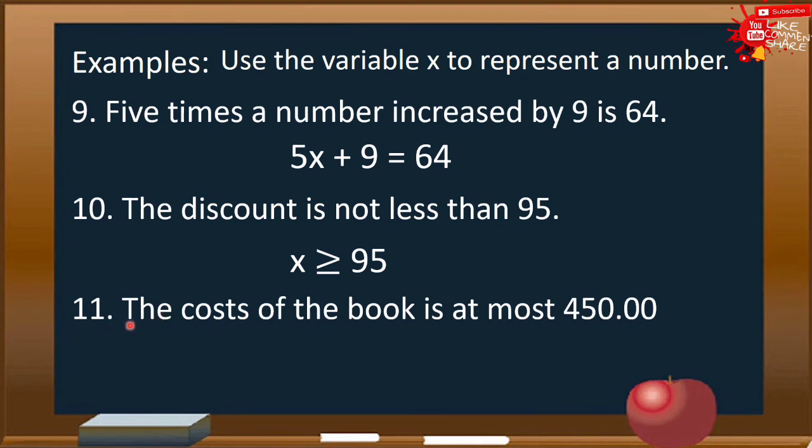Now let us have example number 11. The cost of the book is at most 450 pesos. So we have here the symbol is at most. We discussed earlier that the symbol for is at most is less than or equal to. So that's the meaning of is at most. And the cost of the book will be represented by the variable x. So we will have the mathematical sentence as x is less than or equal to 450. Again, the meaning of is at most is less than or equal to.